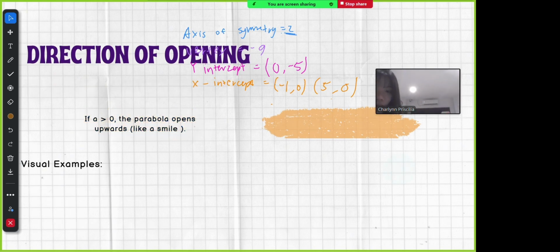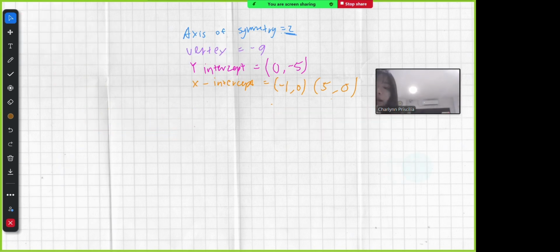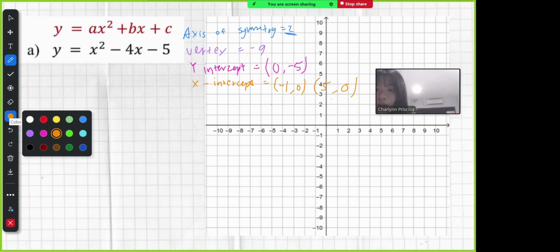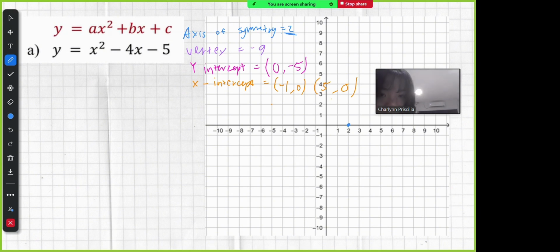Here, oh sorry, here, as you can see, I've prepared a graph. So we will put the colors here. Axis of symmetry is 2, so we will put the axis of symmetry as 2 right here. And next is the y-intercept. The y-intercept is 0, negative 5, so it's right here.